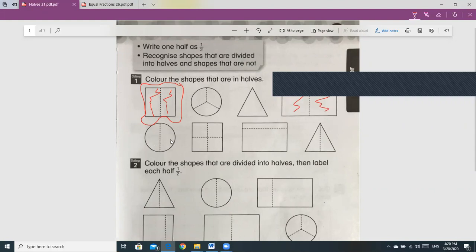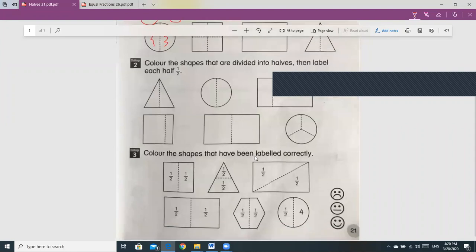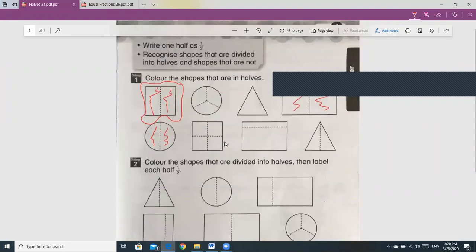Is this circle cut into half? Yes. 2 equal parts. So I will color this shape. If this is divided into 2 equal parts, it's half. But this one is not cut into 2 equal parts. He cut it into 4. So this is not half.